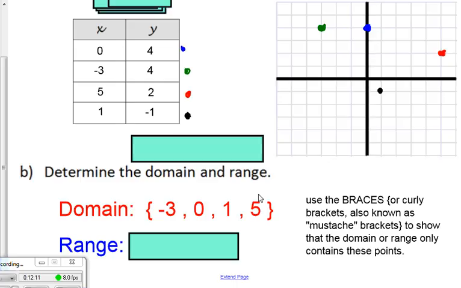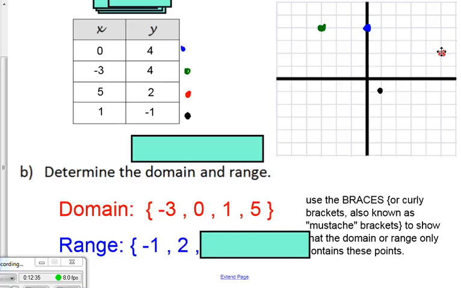Let's check the range values then. Again, it's just our y values, so the possible values that we can have going up and down. Start from the bottom, work your way up. The first one I'll hit is right here at a -1. So in our range, the first number should be -1. As I move up, the second one I hit is right here at 2. So my second value should be 2.